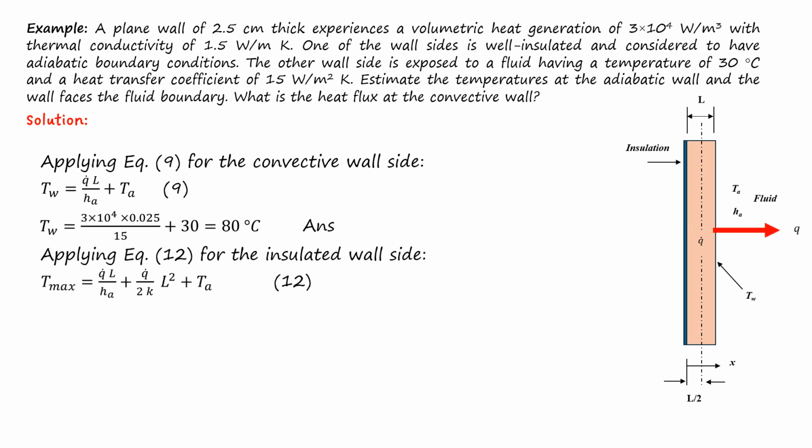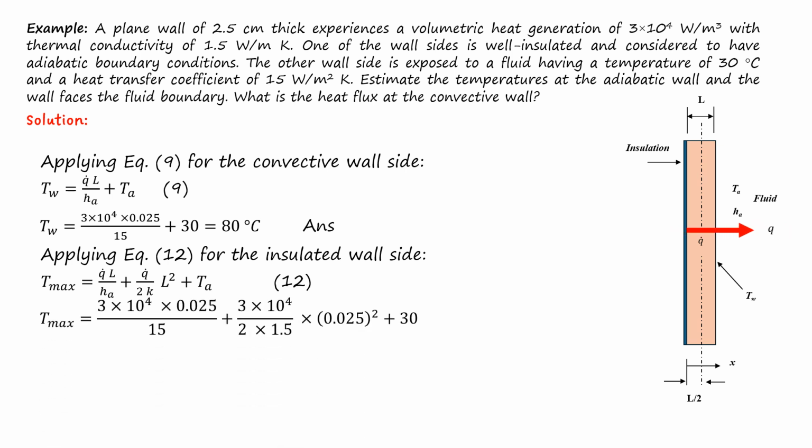And if we apply equation 12 for the insulated wall side, and that means we have X equal to 0, then Tmax equal Q dot L divided by HA plus Q dot divided by 2K times L squared plus T sub A, which is represented by equation 12 as we have shown in the previous example. If we substitute the values of the temperatures and Q dot, thermal conductivity, thickness, T ambient, and heat transfer coefficient of the fluid, then we will get Tmax equal to 86.25 degrees Celsius.